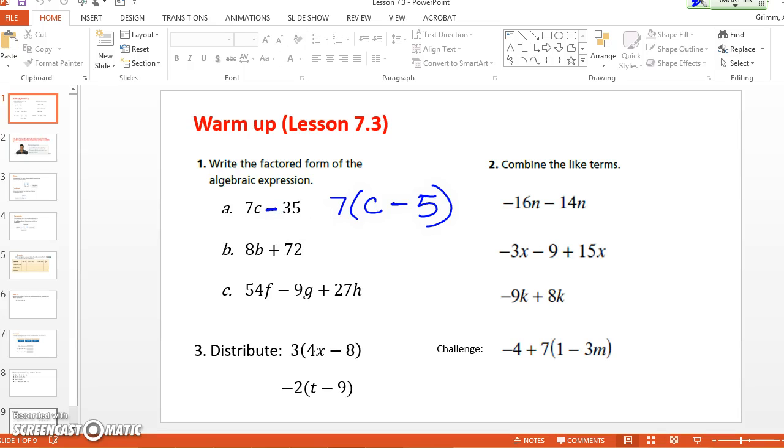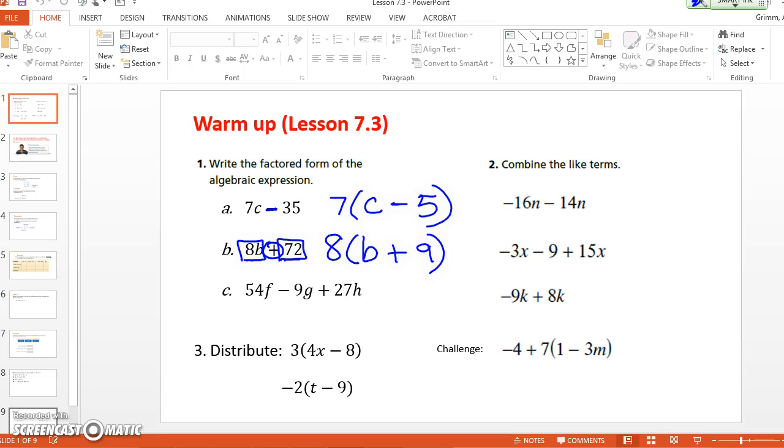What's the greatest common factor between 8B and 72? Shelby? 8. So I pull out an 8. 8 times what gets me to 8B? B. And then 8 times what gets me to 72? 9. I keep the plus sign. I write plus 9. Done.